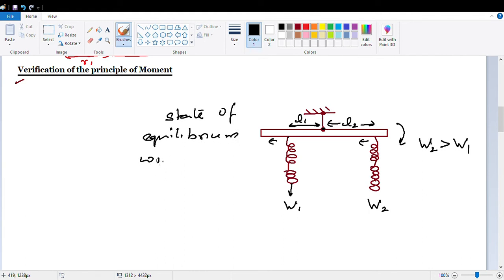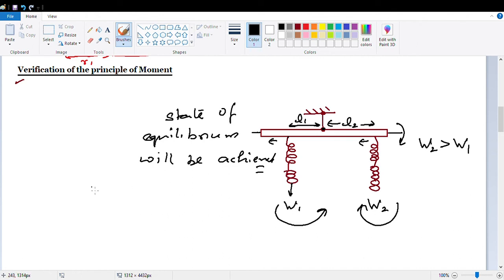will be achieved when the scale has come to the horizontal level. That means it has stopped showing any kind of motion. Now in that case what will happen? The W1 will try to rotate the scale in anti-clockwise manner. The W2 weight is trying to rotate the scale in clockwise manner, right?